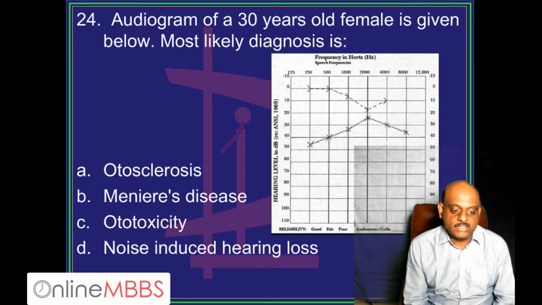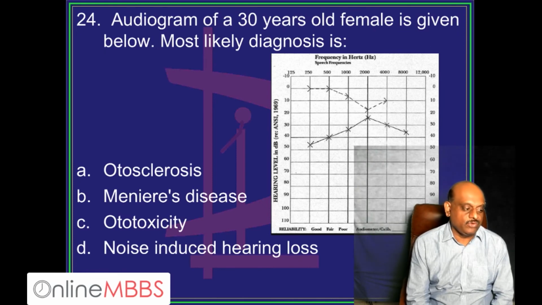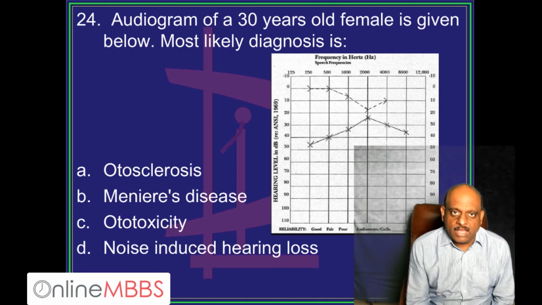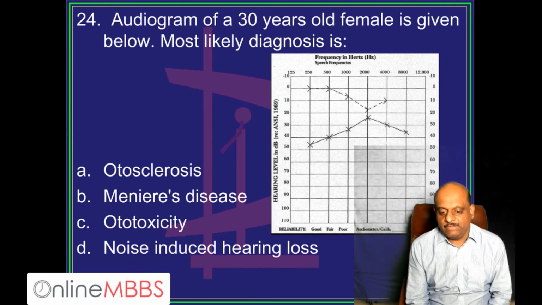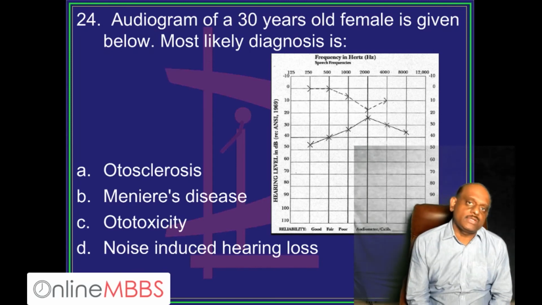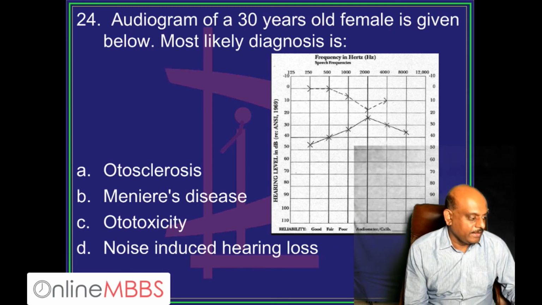Now doc, this is an easy question. You can answer quickly. Question number 24. An audiogram of a 30-year-old female is being given. What is the most likely diagnosis? Say it quickly. That's right. Good.